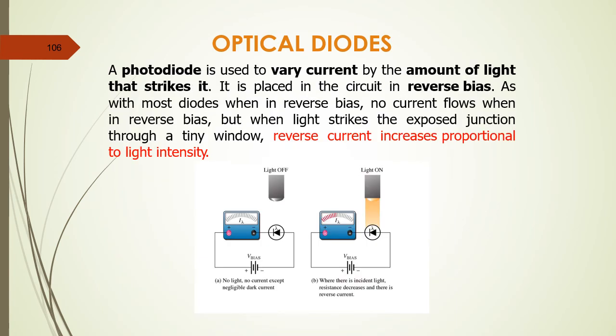And we also have the photodiode, used to vary current by the amount of light that strikes it. It is placed in the circuit in reverse bias. As with most diodes, when in reverse bias, no current flows. But when light strikes the exposed junction through a tiny window, reverse current increases proportional to the light intensity. So that means the photodiode receives light and it will conduct. No light, no conduction. So it can be used as a sensor also, as a photodiode sensor.